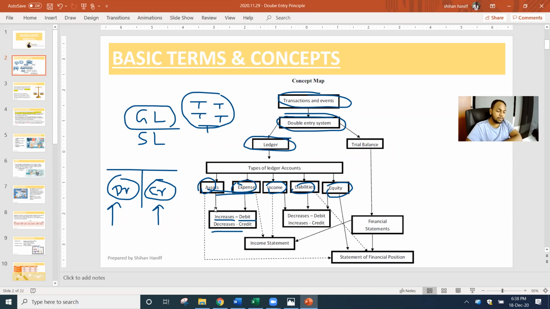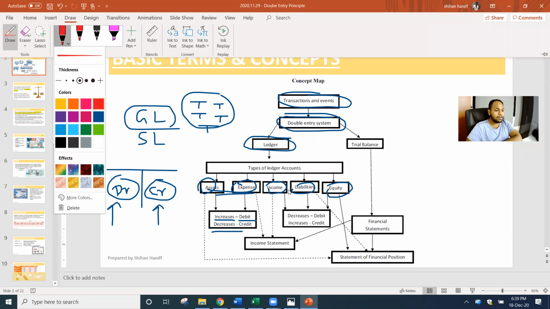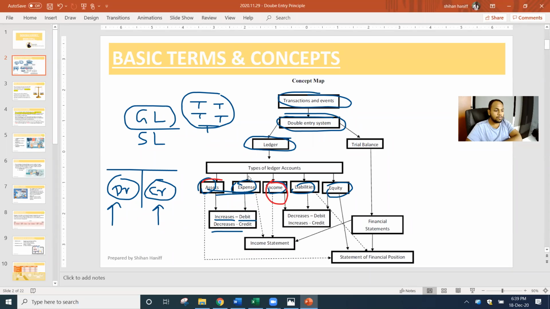Using the ledger accounts, we have to prepare the financial statements. By taking income and expenses, we prepare the income statement. By taking income and expenses, we calculate the profit. So the profit calculation is done through the income statement. The main objective of the income statement is to calculate the profit, or to show the financial performance of a business. That is the income statement.